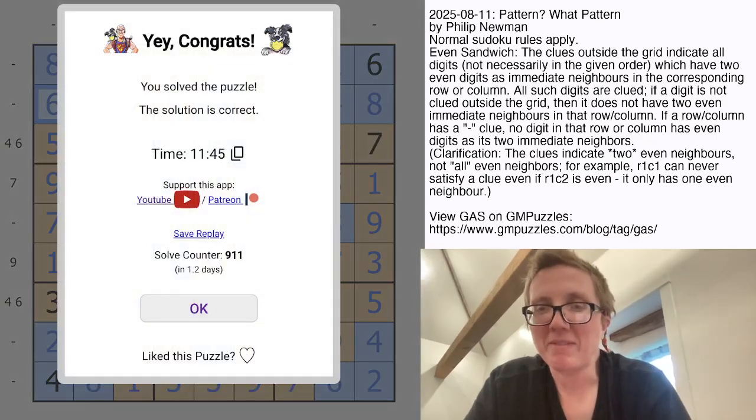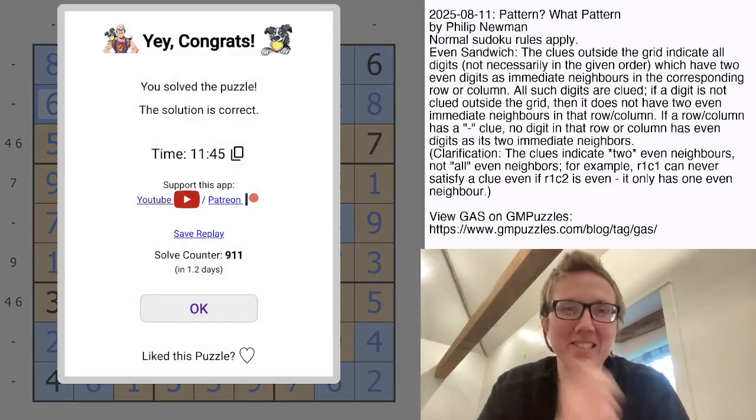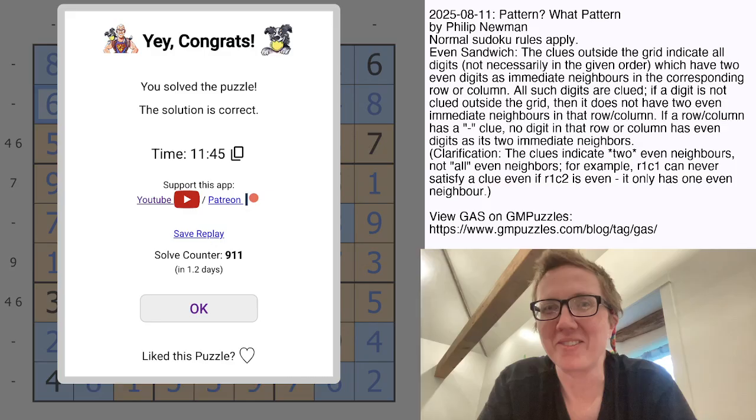What pattern? I'm afraid I only got one hat on that one. That was a little bit of a tough one for me. Hope you guys enjoyed it. I tried to explain that clearly. Even sandwich can be a little bit counterintuitive.